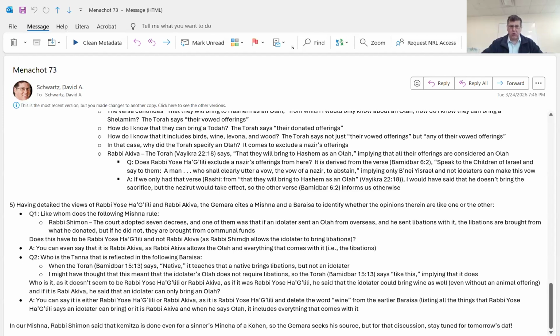And finally, to conclude, in our Mishnah, we had Rabbi Shimon say that the kamitza is done even for a sinner's mincha of a kohen. So now the Gemara is going to seek the source of that statement. But for that discussion, you'll have to stay tuned for tomorrow's daf.